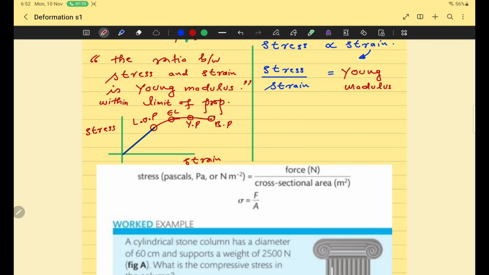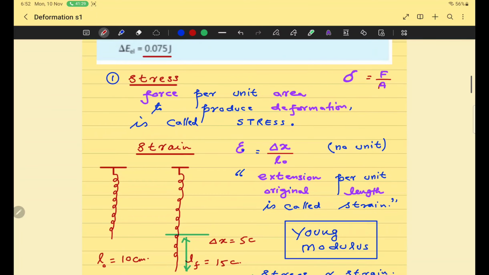So stress is the same as force and strain is the same as extension. So the graph is the same and all the other concepts mostly are the same. Not 100% the same, but mostly the same.